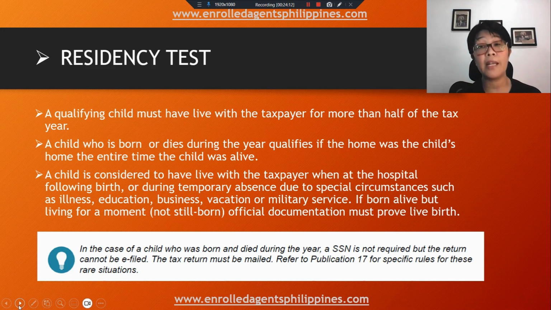So, pwede mo pa rin i-claim, no, as dependent kung buhay naman siya nung pinanganak. Kung hindi nakasecure ng Social Security Number, pwede rin naman. No? Kumbaga parang ilalagay mo lang doon, kumbaga parang may word na namatay yung bata. Tapos, ang kailangan, paper filing. Hindi mo siya pwedeng i-e-file. Okay?